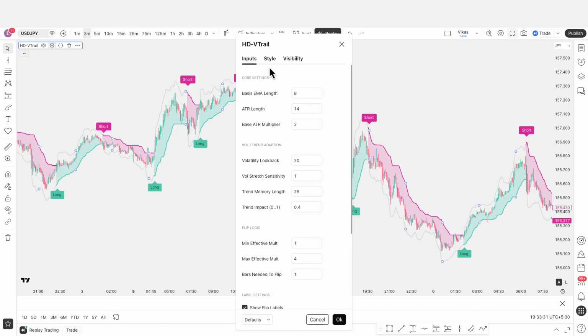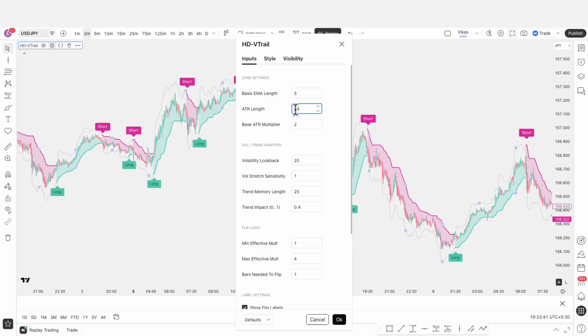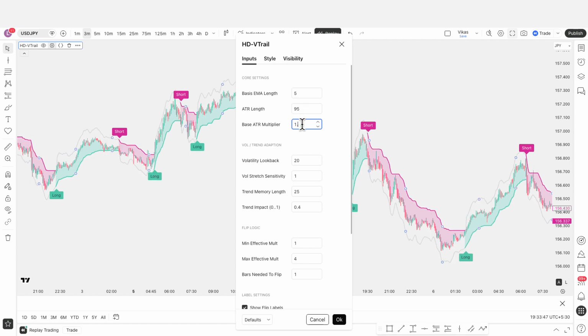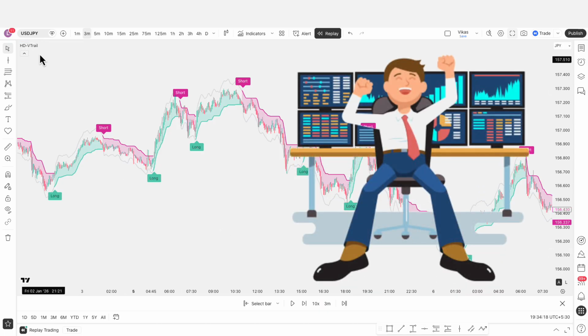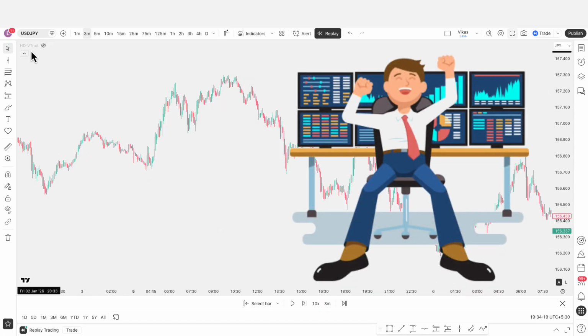First, we change basis EMA length 8 to 5, after that change ATR length 14 to 95, after that change base ATR multiplier 2 to 1.7, after that change volatility lookback 20 to 2, after that change trend memory length 25 to 34. Here everything is fine after that. Click OK.